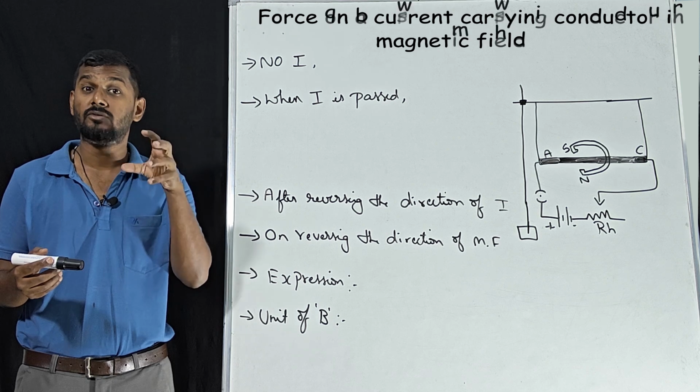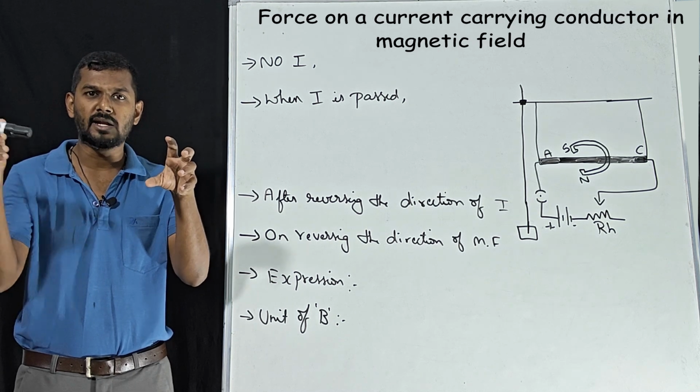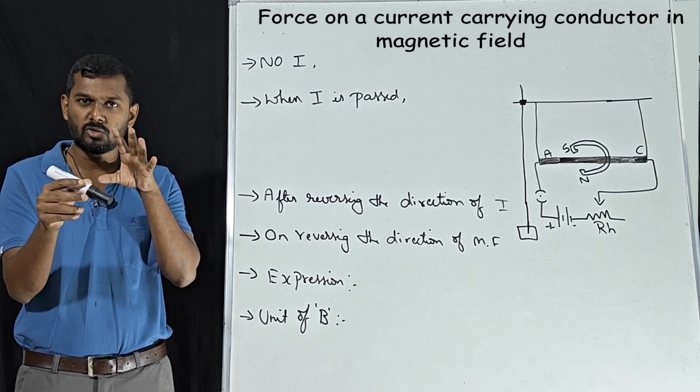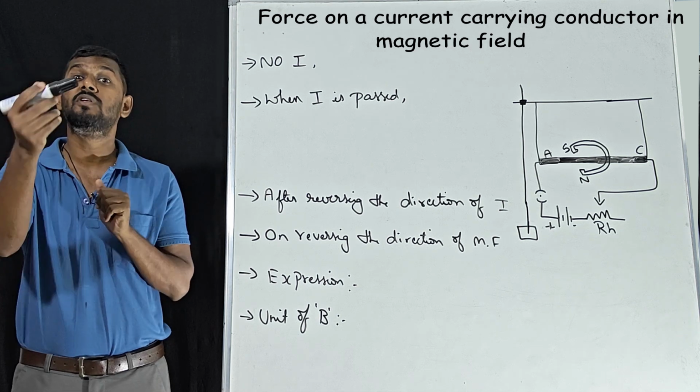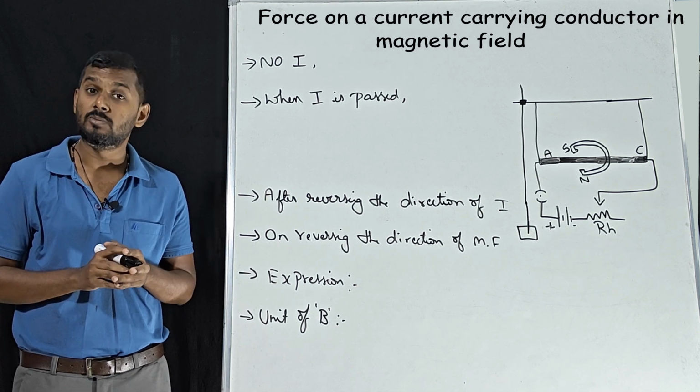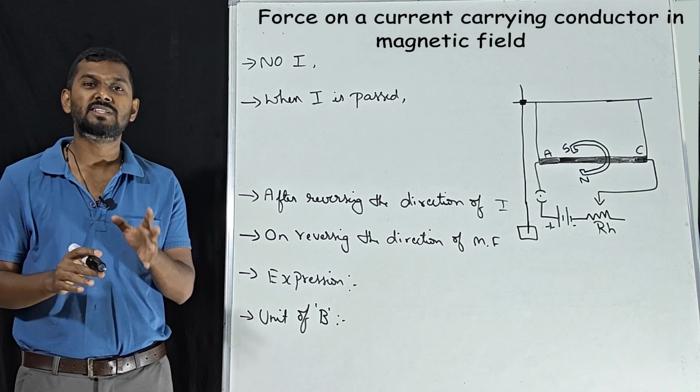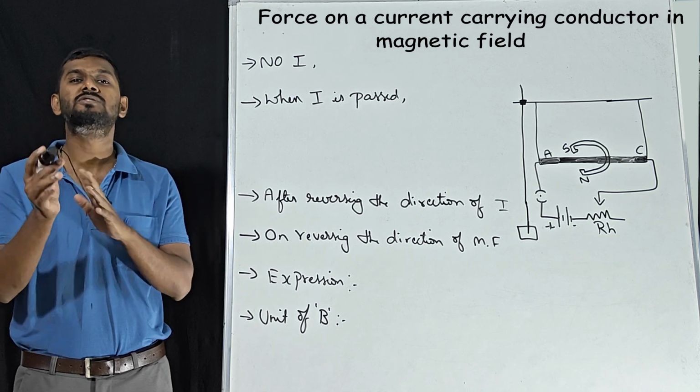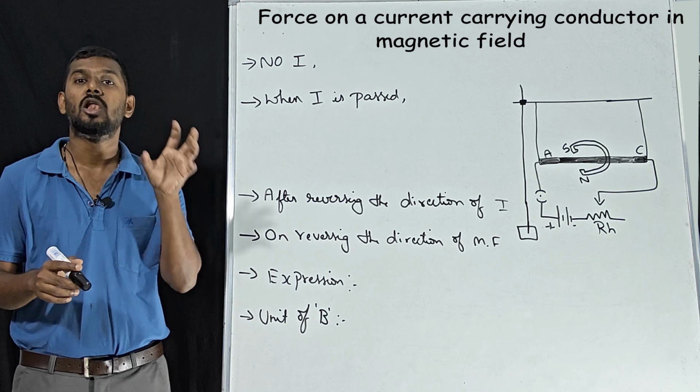Whenever a magnet, that is a normal magnet, and a current carrying conductor are brought near to each other, a force will be generated. This was observed by Lorentz. So these kinds of forces are called Lorentz forces. So this is called the Lorentz force.